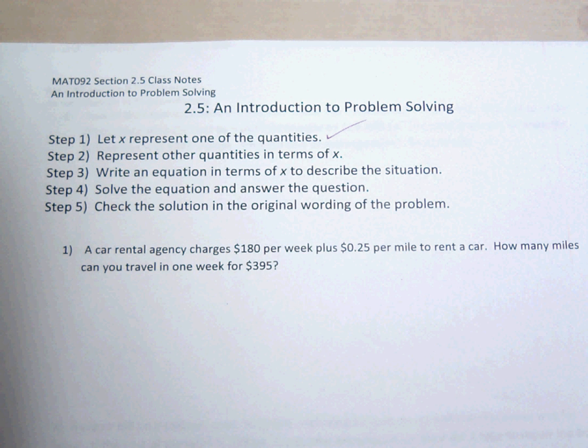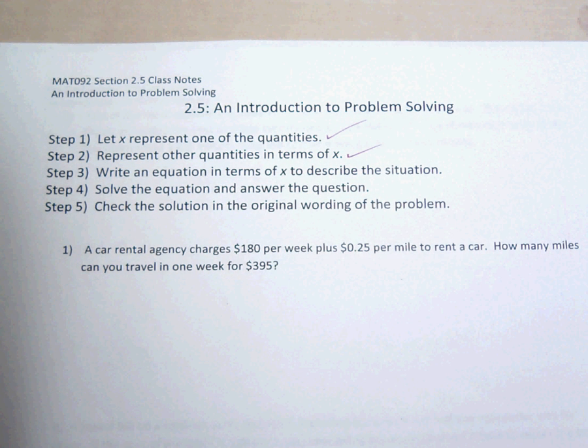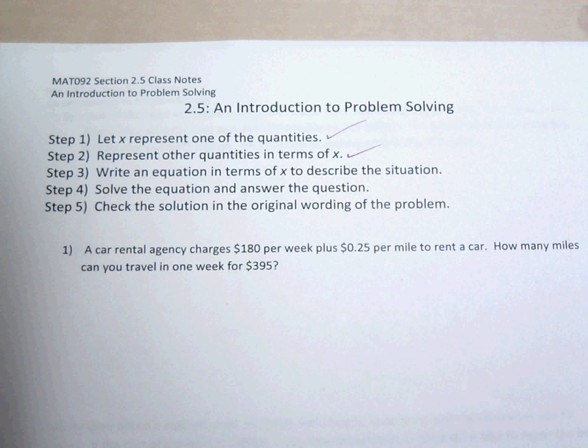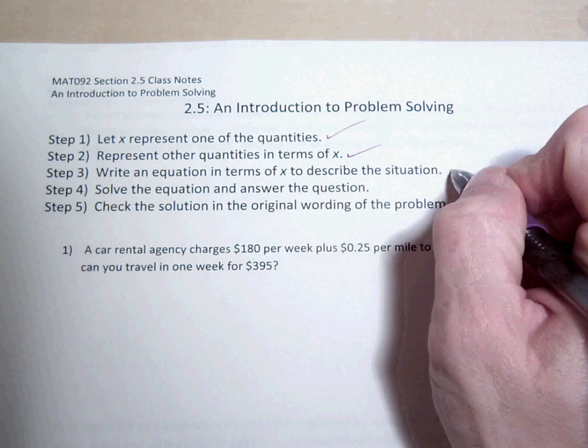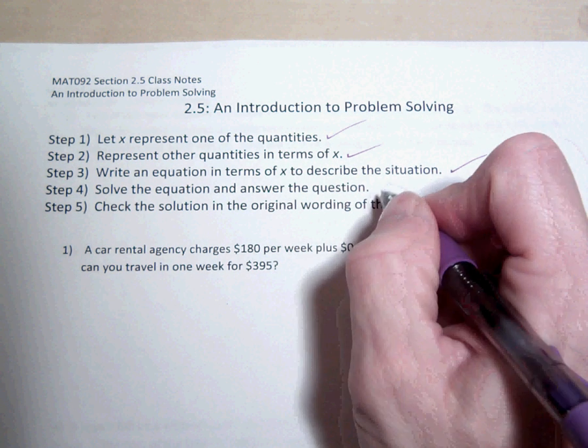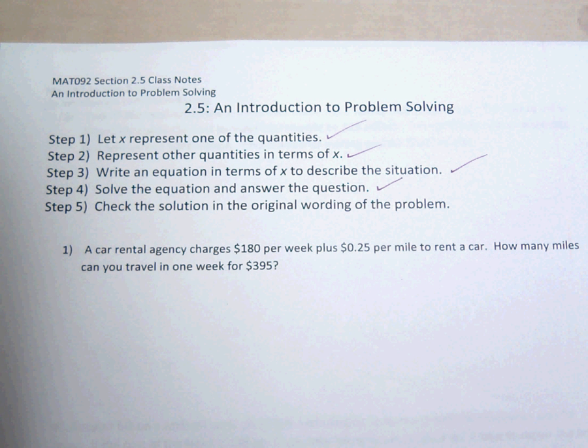Step 2. If we have to find 2 quantities, we use x to represent the other quantities, but we do it in terms of x. And so you'll see what I mean when we get to example 2 for that step. Step 3, we're going to write an equation in terms of x. Step 4 is to solve the equation, and then make sure you're answering the question in a complete sentence, and then we always check the solution to make sure that it works.